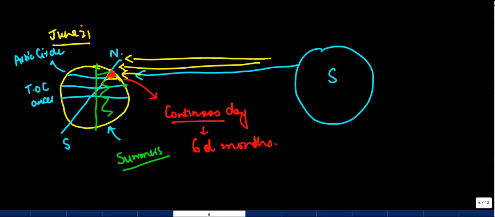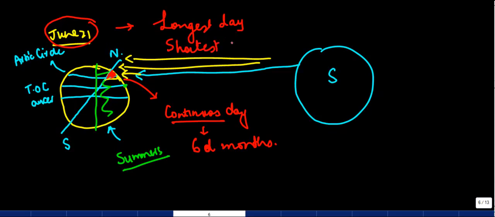On June the 21st, this is basically the longest day. And if it's the longest day, what does follow? And the shortest night. Right? And this position of Earth is known as the summer solstice.